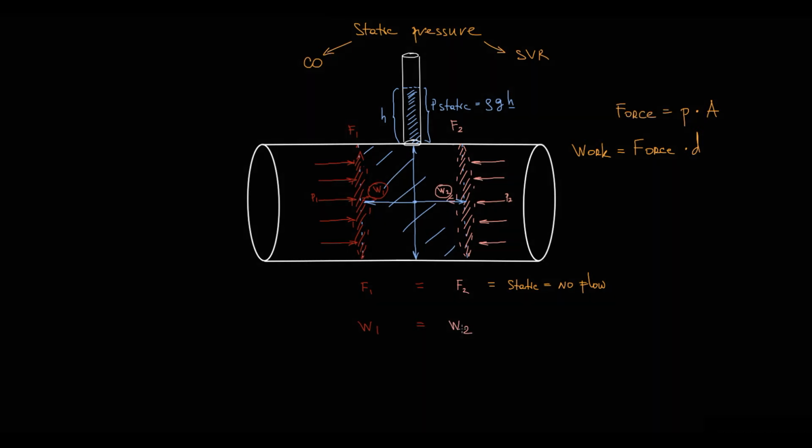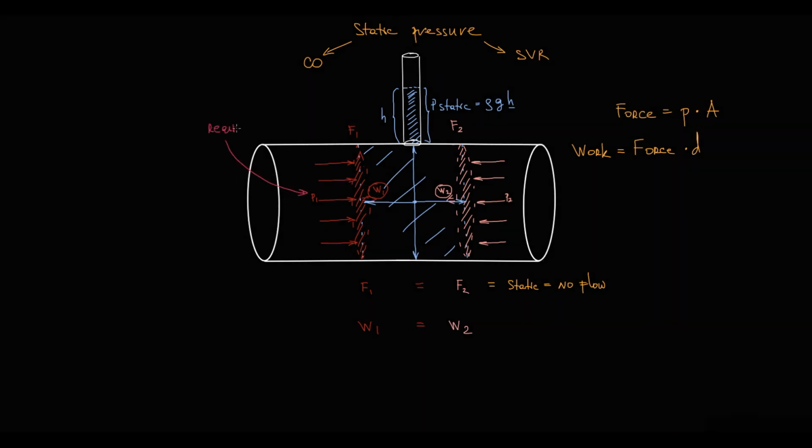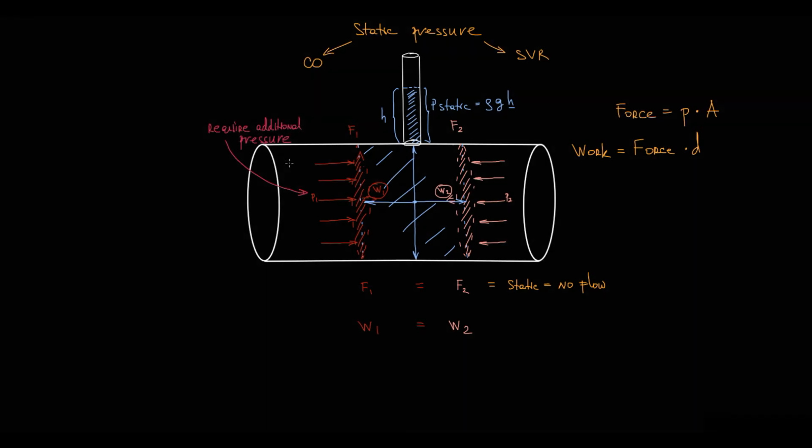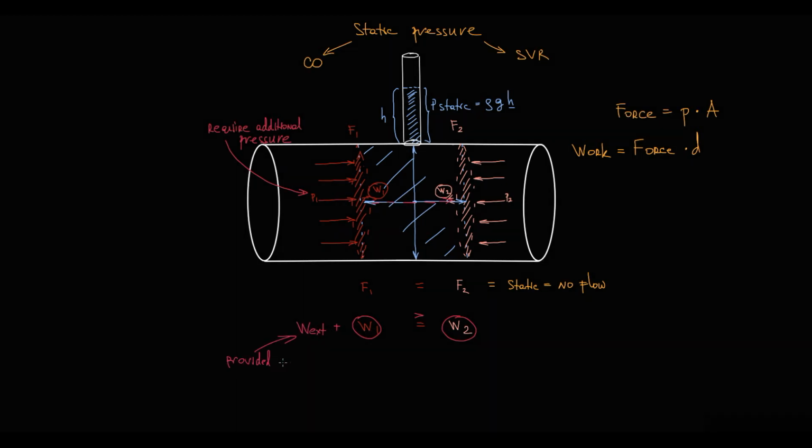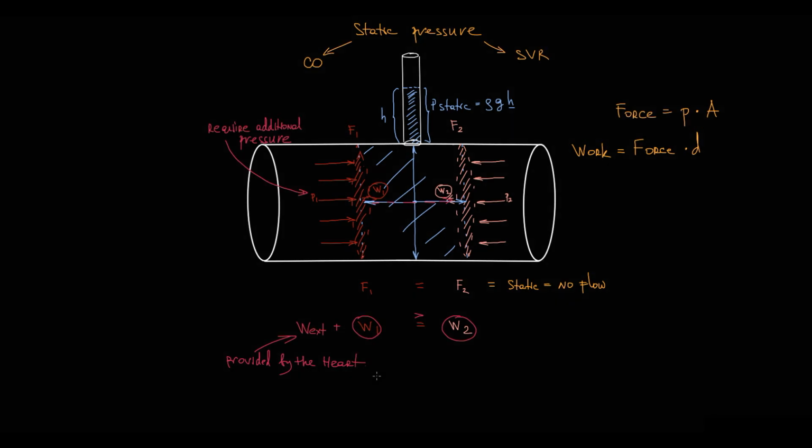And the concept is that fluid cannot move through the system without some additional pressure that is applied to it, because to create flow in a direction, for example, from left to right, work from the right side must be bigger than work from the left side. So to create flow, something needs to provide external work. And in our cardiovascular system, this external work that creates flow is provided by the heart. The heart's job is to create just enough pressure to create flow.